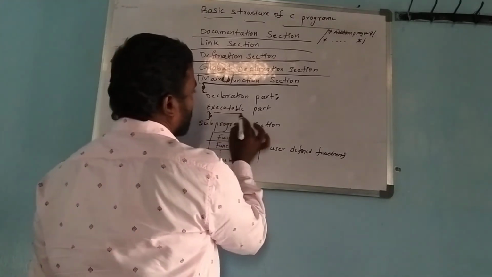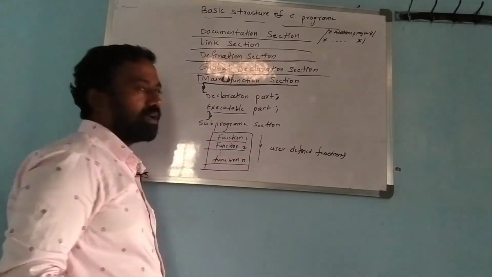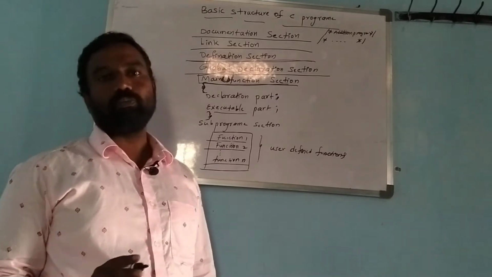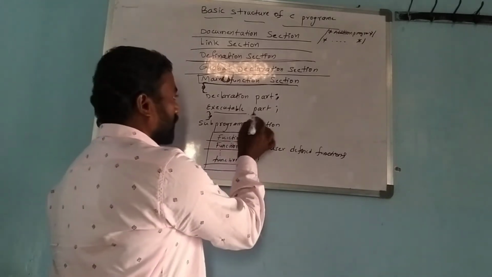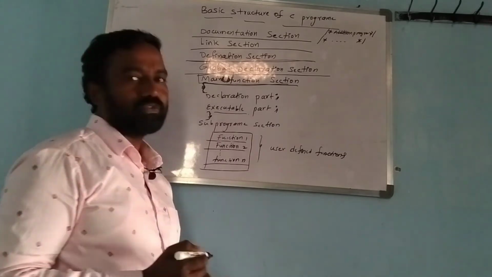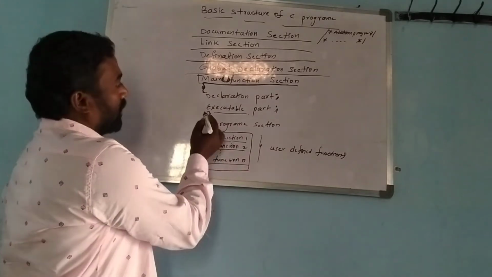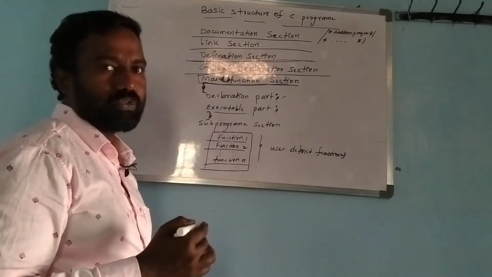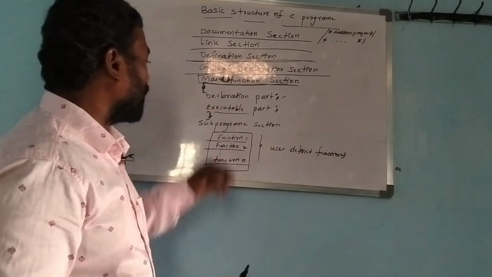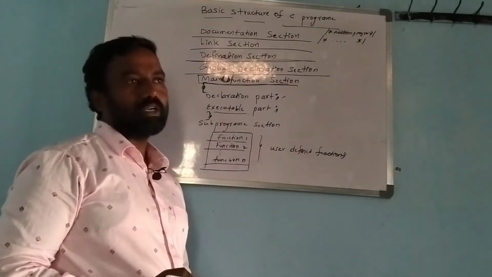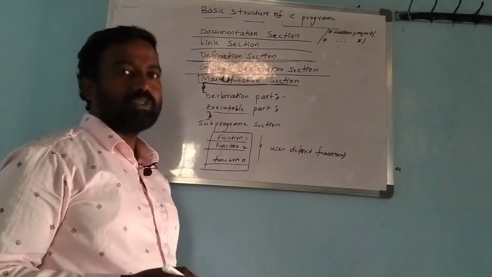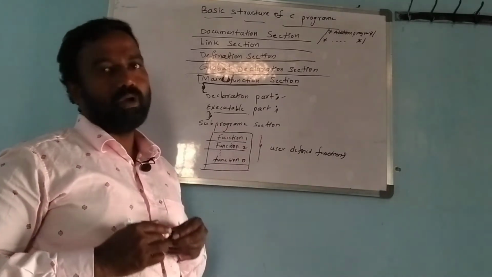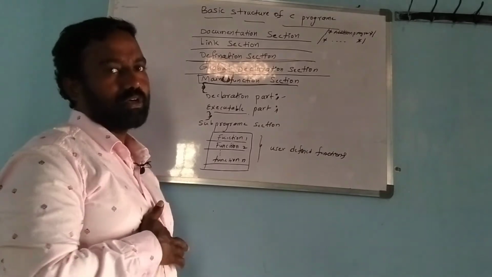The next one is the executable part. This executable part is mainly used to execute the content of our program, right? After that, the close brace. This is the declaration part: the variables we have to use will be declared within this area. And this is the executable part: whatever tasks we have to complete using this program, we write here. The executable part is the main part where we execute our task, right?